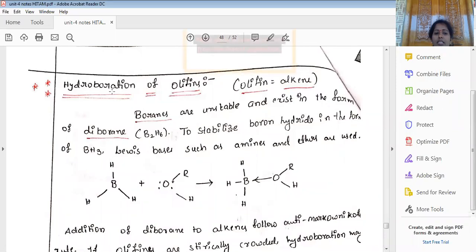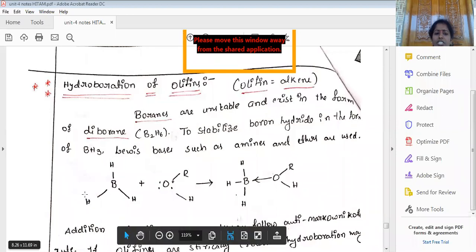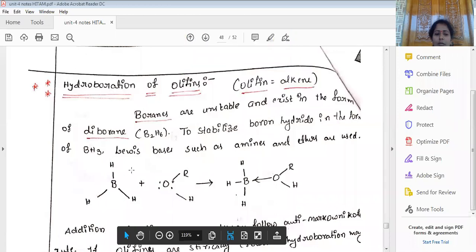We are applying this reduction process on carbon-carbon double bond. Olefin stands for alkene. Alkene is nothing but the compound having carbon-carbon double bond. Those alkenes can be reduced by the addition of BH3. BH3 is called borane.